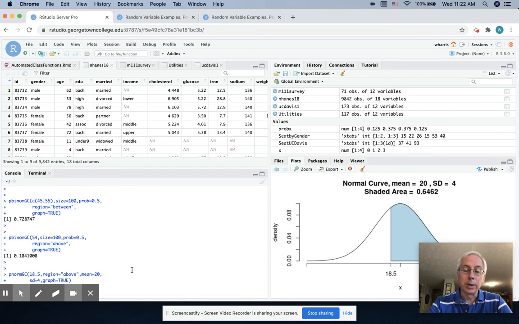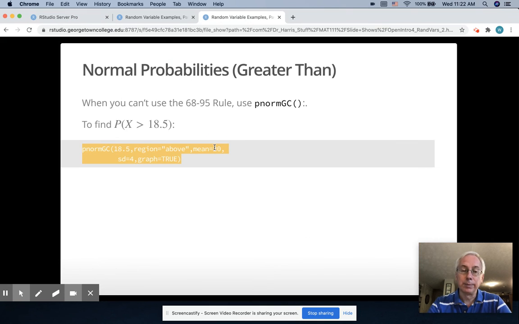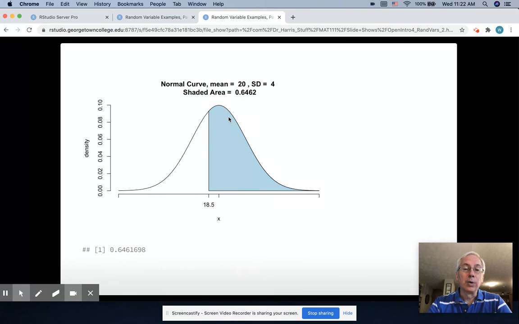And we get something that looks similar to what we did with pnormgc, but it's a little different. It's smoother. We have a normal shaped curve here, but we do get a probabilistic answer out as well. And so the probability that our number of hours spent each week on social media is bigger than 18 and a half is about 65%.